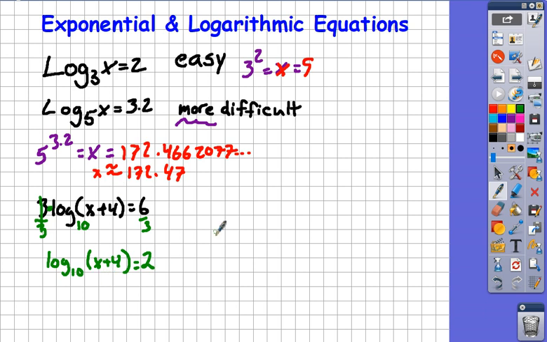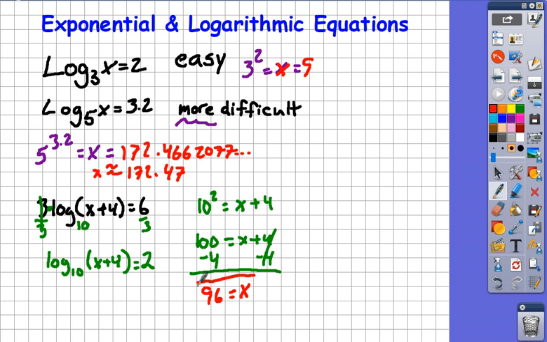Well, now we use the definition of a logarithm. And at this point, we realize it's going to be the base to the answer power, or 10 squared. 10 to the second power equals x plus 4. So simplify 10 squared, because order of operations, we would do our exponent first. So 10 squared is 100 equals x plus 4. Yep, you got it. Subtract out that 4. And now cancel that 4 out. We've got our answer. x equals 96.